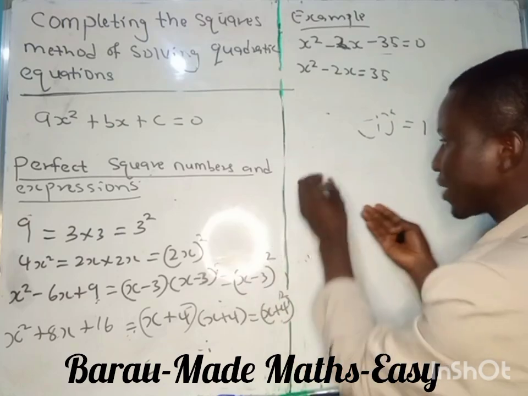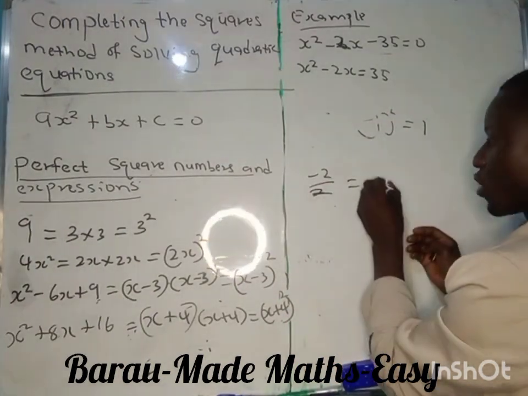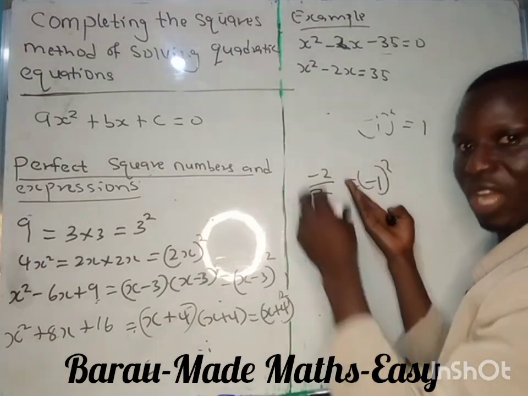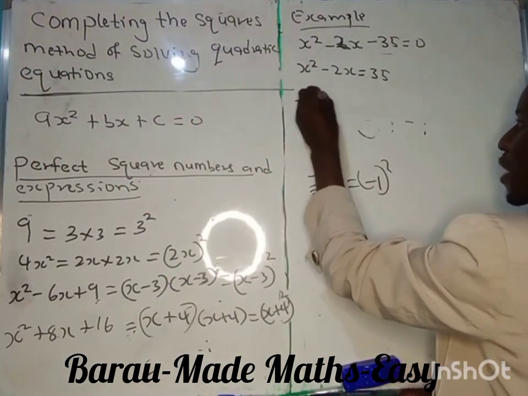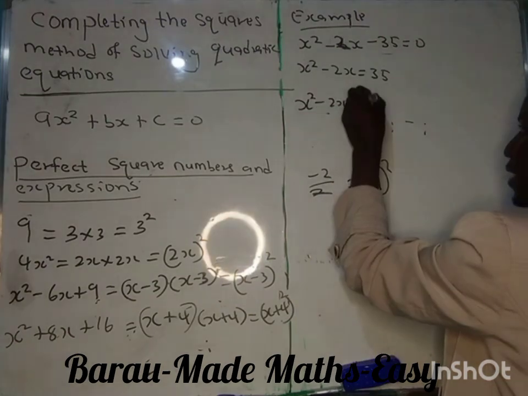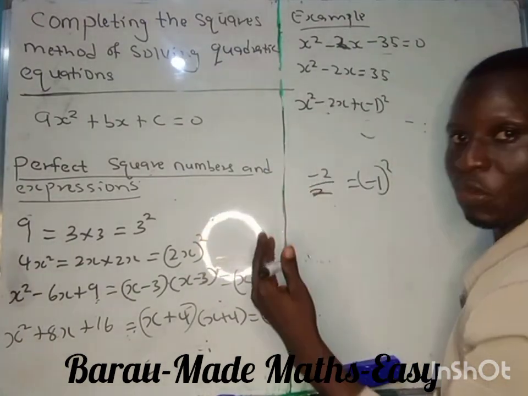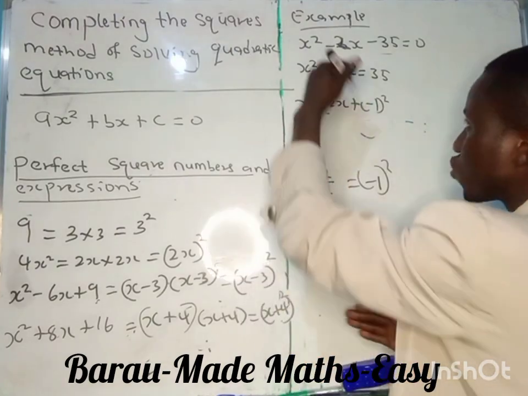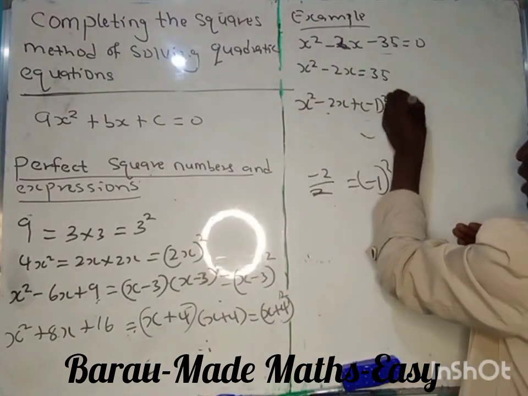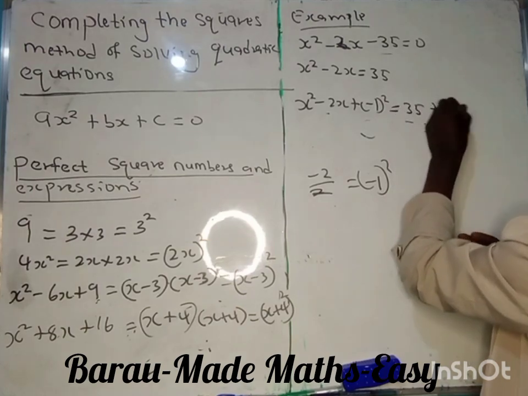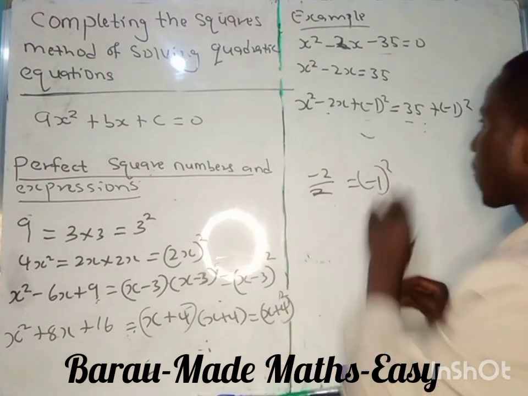The rule said that we'll take half of this number. Half of this number will give us minus 1. So we are adding the square of this number to have a perfect square on this side. So x squared minus 2s, we add minus 1 squared to have a perfect square. But since what we have above is an equation, whatsoever we are doing to one side, we have to do the same operation to the other side. So the 35 that is here, we need to add negative 1 squared. We are adding the same quantity, so our equation will still remain the same.